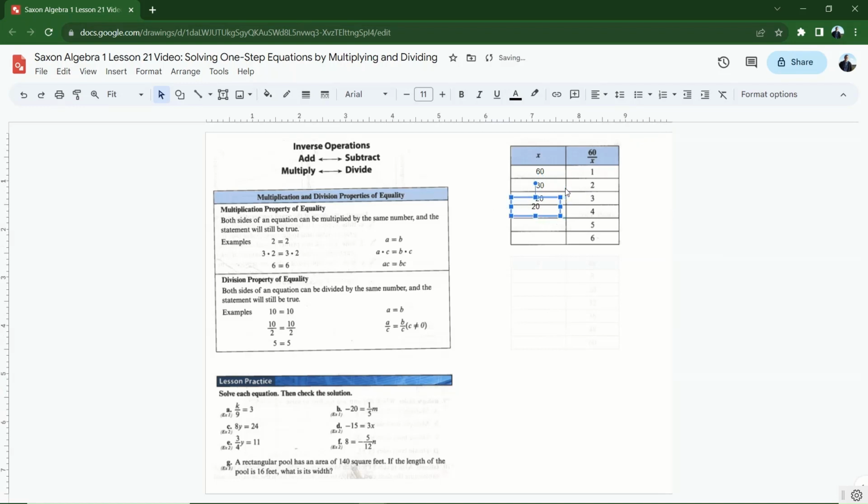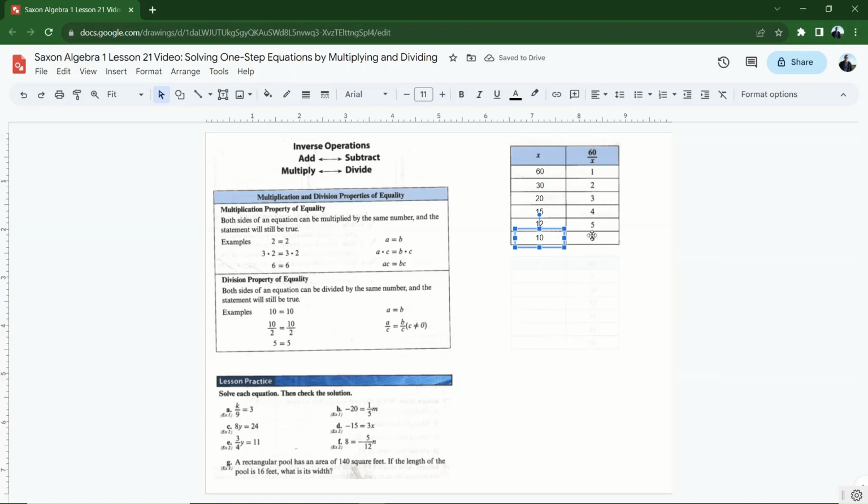60 divided by what is 4? This one's a little harder. Maybe you recognize that 15 goes into 60 4 times. 60 divided by what equals 5? Well, I know that 60 divided by 12 equals 5. 60 divided by what equals 6? That one's pretty easy. I know that 60 divided by 10 equals 6.